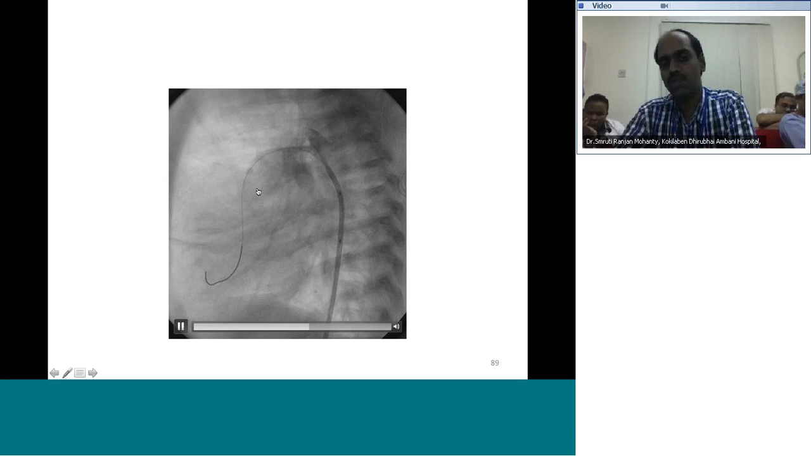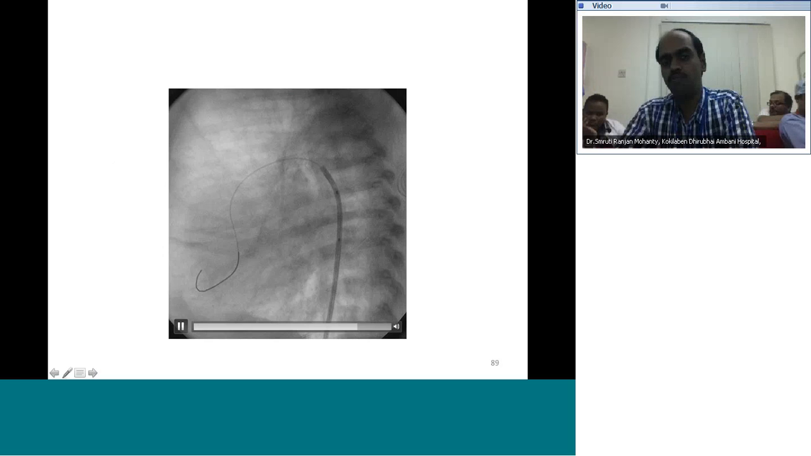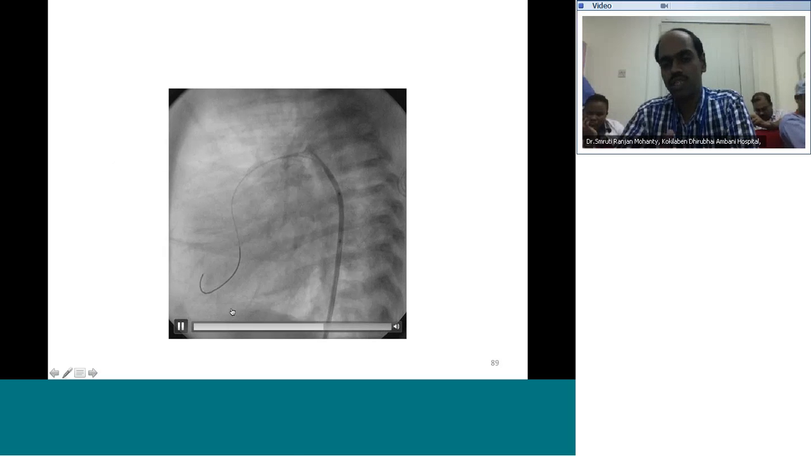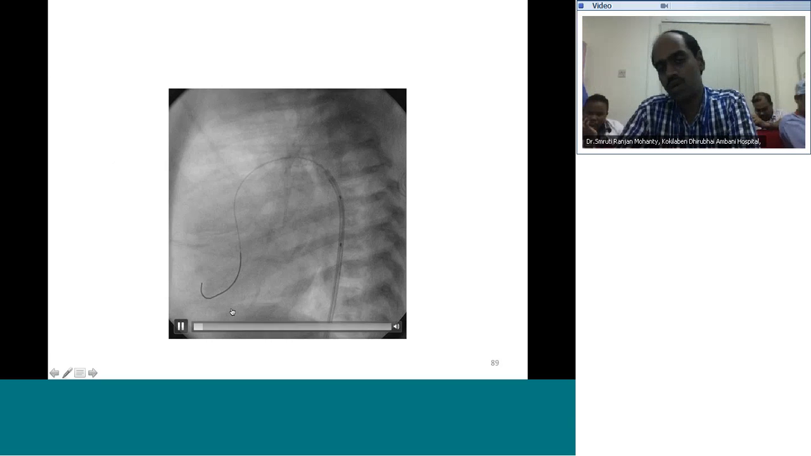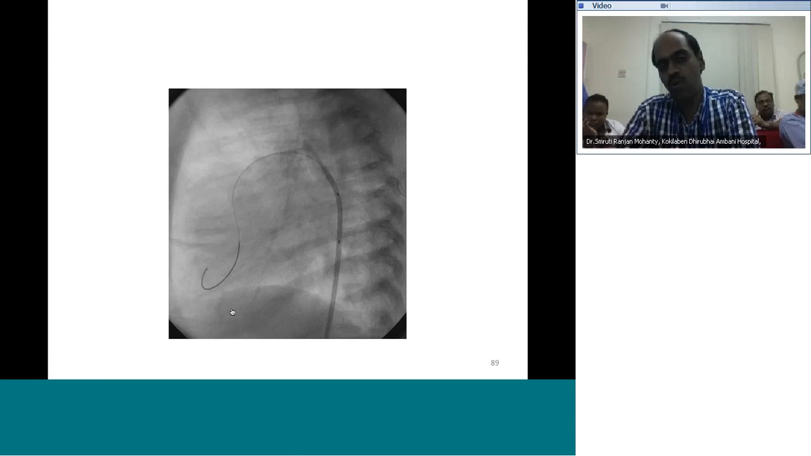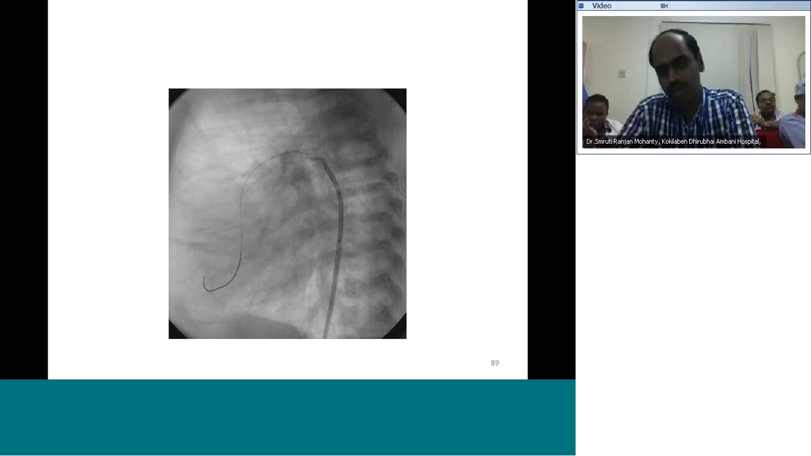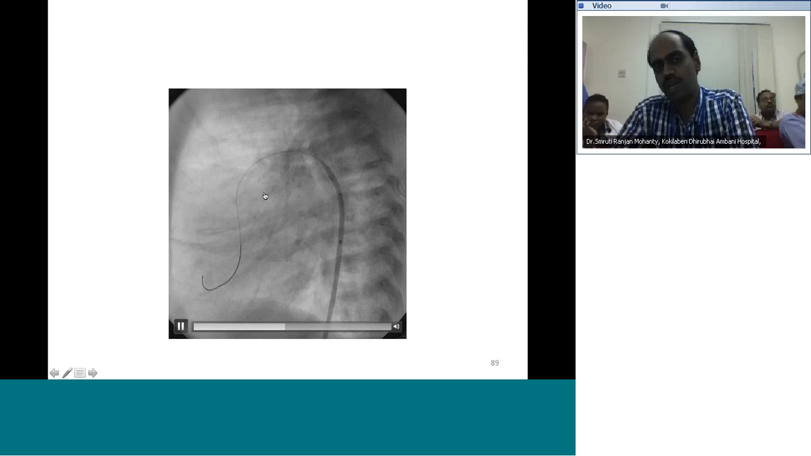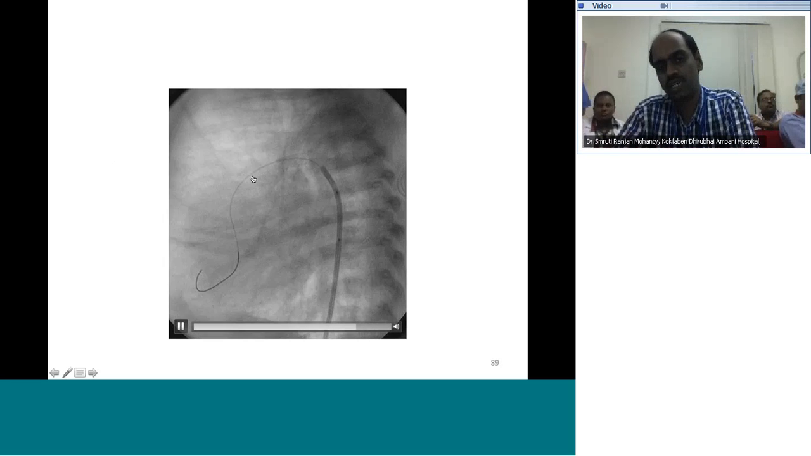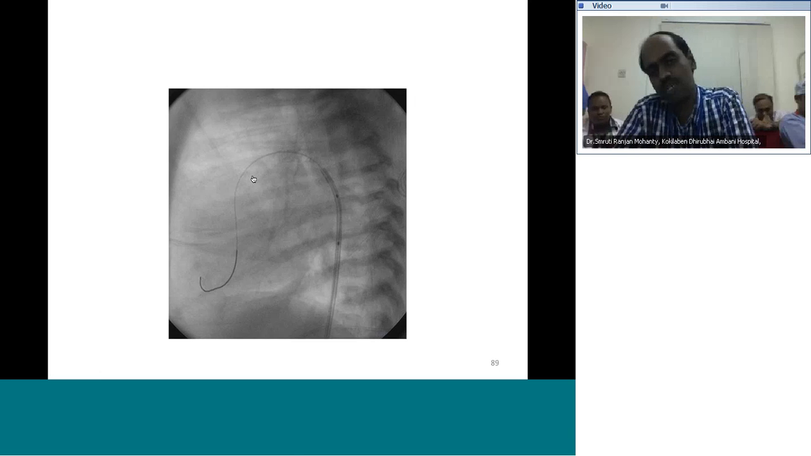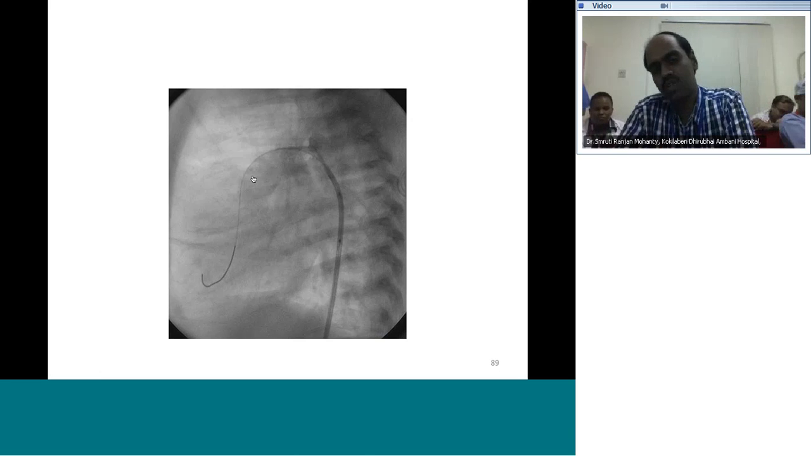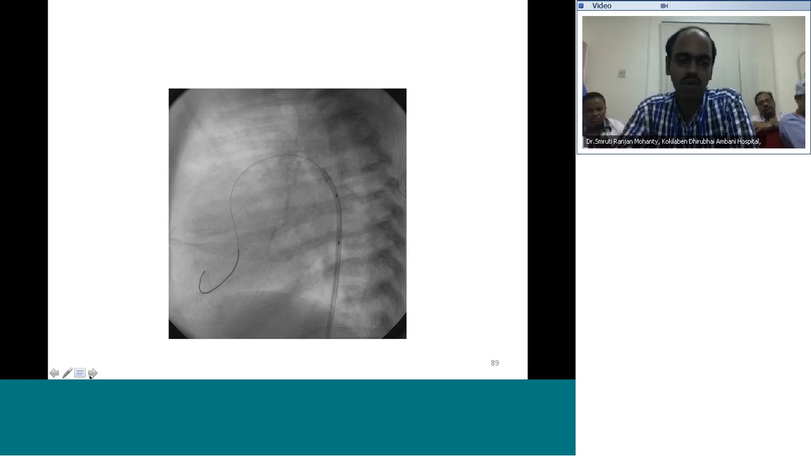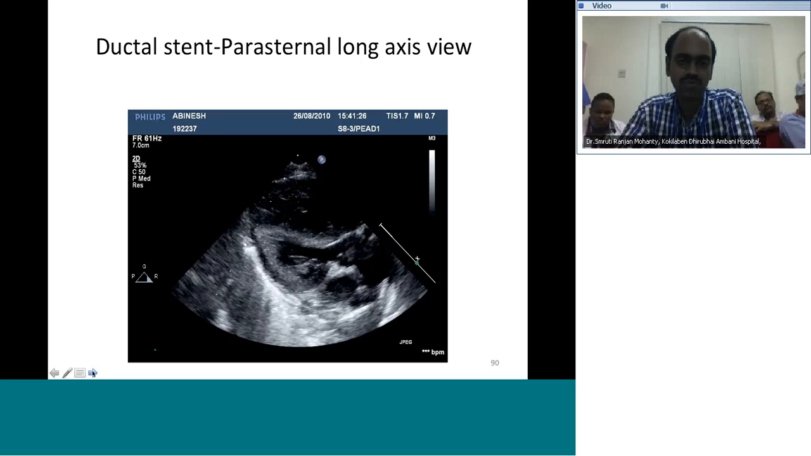This increase in the pulmonary blood flow will come back through the pulmonary vein into the LA, and that LA blood will go into the left ventricle. This left ventricle now will get volume overloaded, so you are giving a volume overload related hypertrophy of the left ventricle. The aorta is now pumping blood through the PDA stent into the PA, so the PA increases its pressure. You induce pulmonary hypertension, and pulmonary hypertension induces pressure overload on the left ventricle. So you are inducing a combination of volume overload and pressure overload.